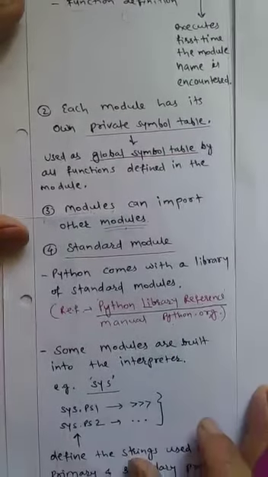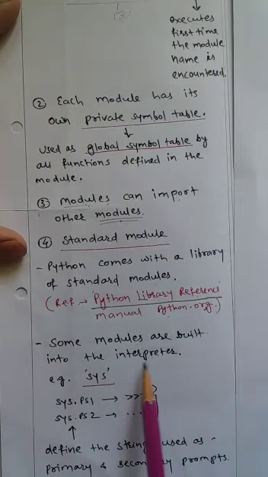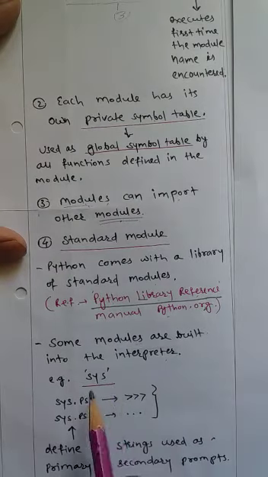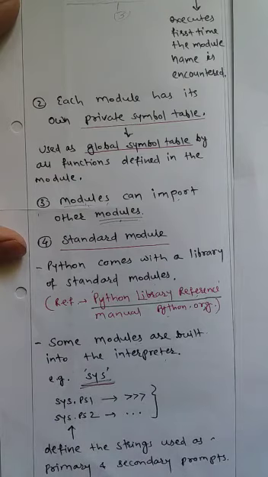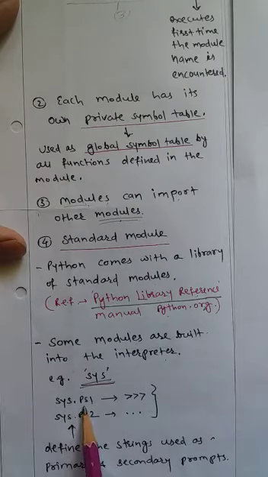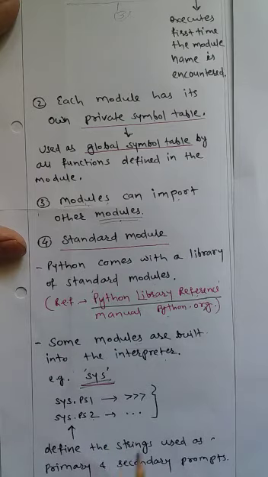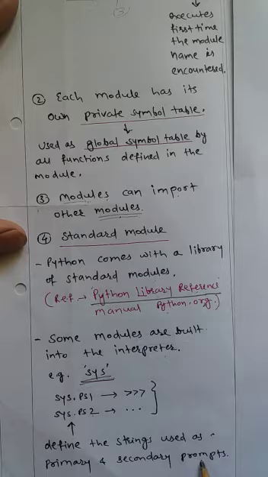The next point is, some modules are built into the interpreter. One commonly used module is sys, a system module. Here 2 variables are there, sys.ps1 and sys.ps2. They define the strings used as the primary and secondary prompts. So sys.ps1 is the prompt where we give the command, and sys.ps2 is the secondary prompt we get from Python in this form.